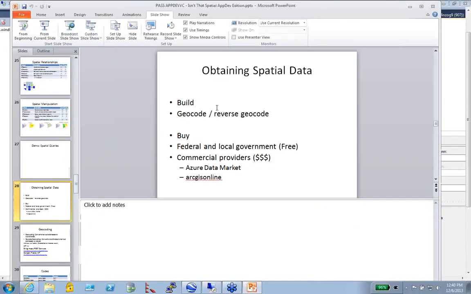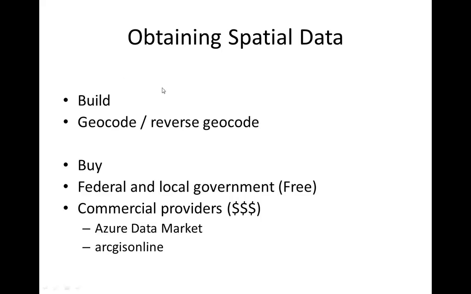But anyway, getting back to obtaining the spatial data, obviously you're not going to sit there and just arbitrarily make up WKT, right? So you're going to either build the data, potentially by using geocoding, which is the process of taking a textual address, such as 1234 Oak Street, and turning it into a latitude and longitude.